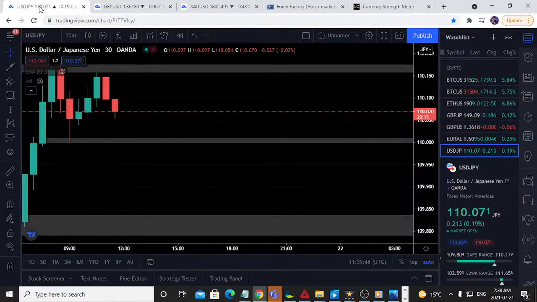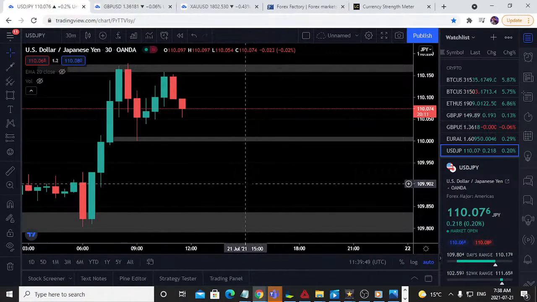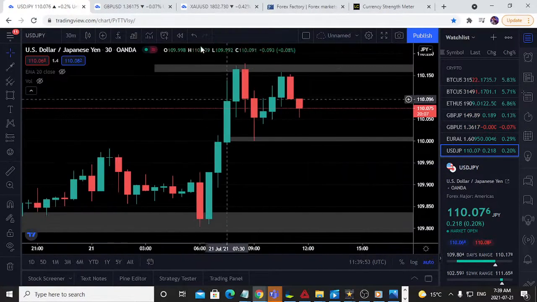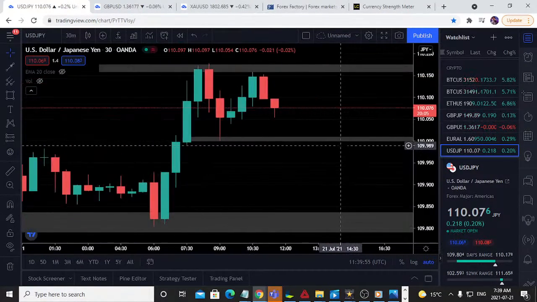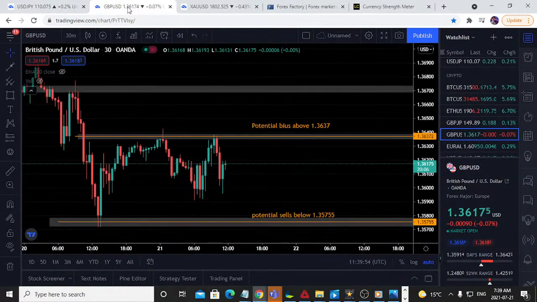Now with USD JPY, you're going to be seeing the move set up so slow. Everything's going to be so slow. But there are going to be times when there is structure in the market. So we are just waiting right now.